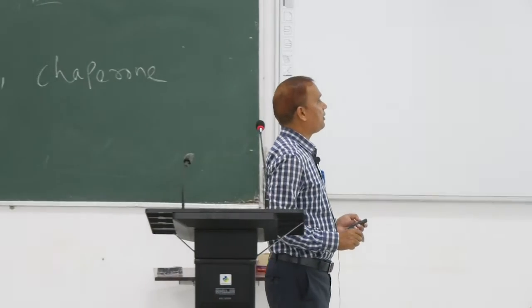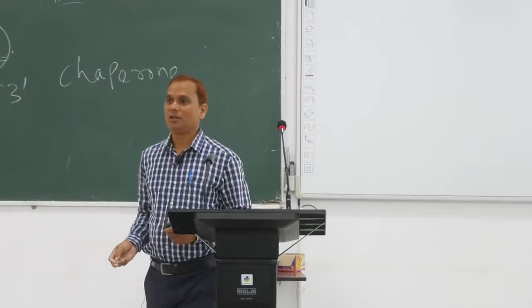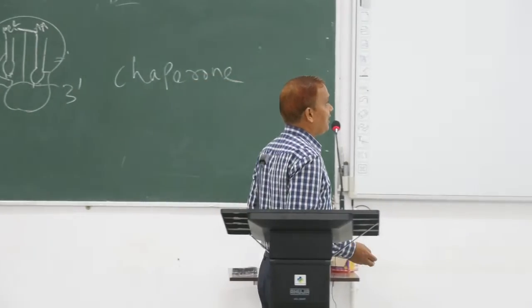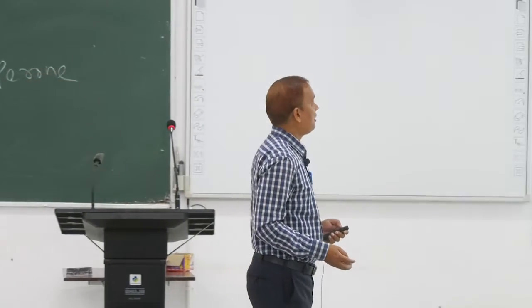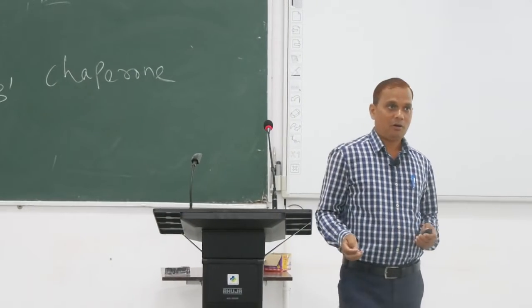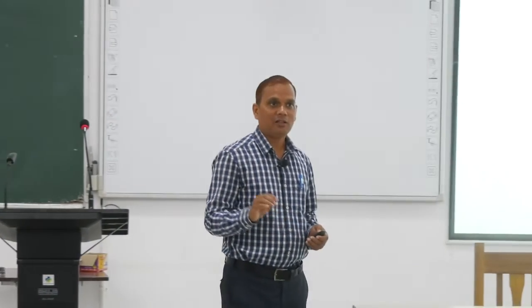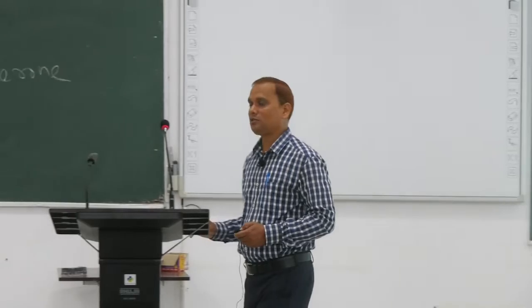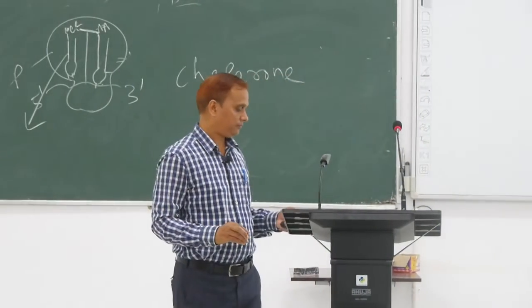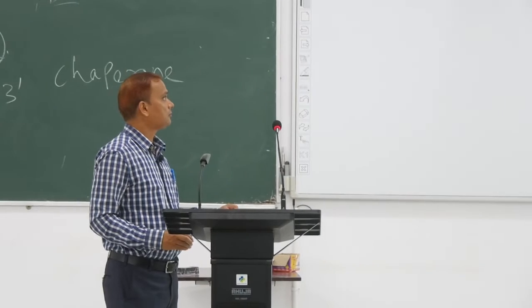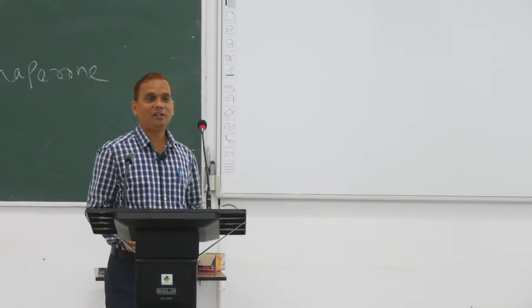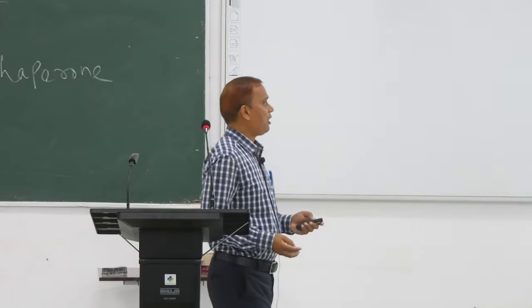Addition of prosthetic group. Examples you can take: globin is there, so heme binds with the globin. Unless it is binding, it will not work. So addition of prosthetic group is also one post-translational modification. And another one, biotin. Biotin also binds to the acetyl-CoA carboxylase.